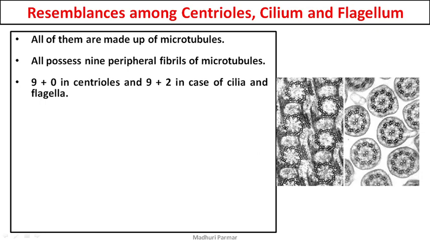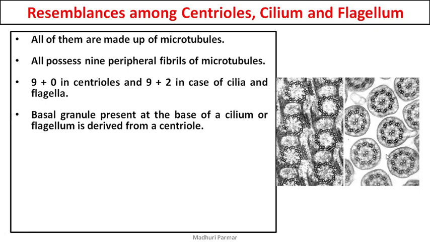and 9 plus 2 in case of cilia and flagella, which is shown here. The 9 in the periphery and 2 in the center. Basal granule present at the base of cilia and flagella is derived from centriole, as we just saw. All three of them are capable of movement.